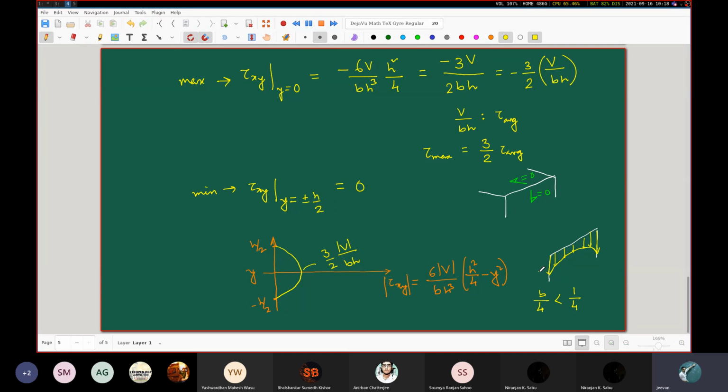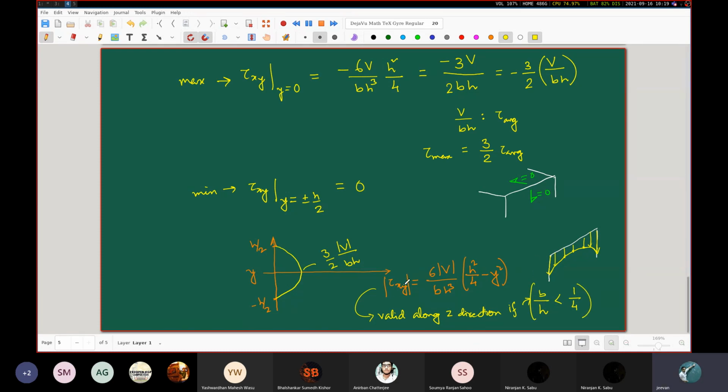Okay, so at any particular value of y, the average value of the shear stress along the z direction will be given by this formula. This is an approximation, but it holds true as long as, sorry, this should be B by H, not B by 4. As long as B by H is less than 1 by 4, it is valid along the z direction, if we have this relation.